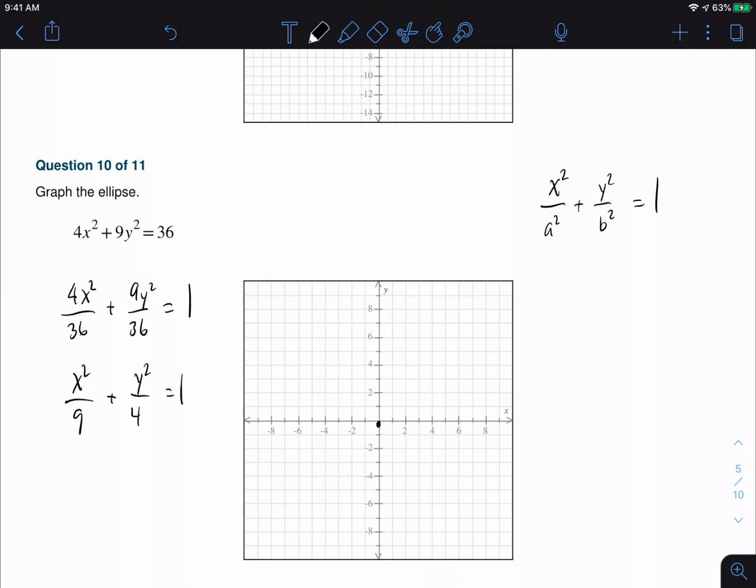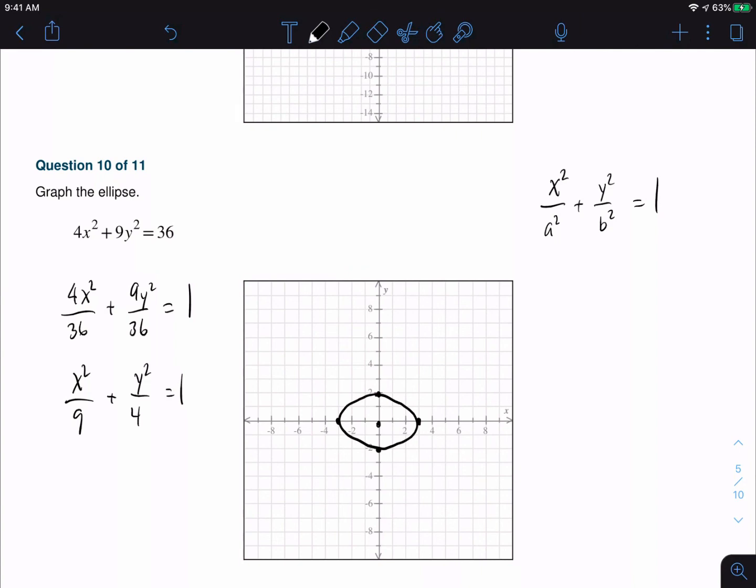And the root of the denominator of each of those tells us how far to move along the x and y axis. So since the x denominator is 9, the square root of 9 is 3. I'm going to put dots at 3 and negative 3. And the square root of 4 is 2, so I'm going to put dots at 2 and negative 2. And then I'm going to make my ellipse. And that's how you do that graph. Fair enough? Ellipses are awesome because it's so dang easy to graph them.